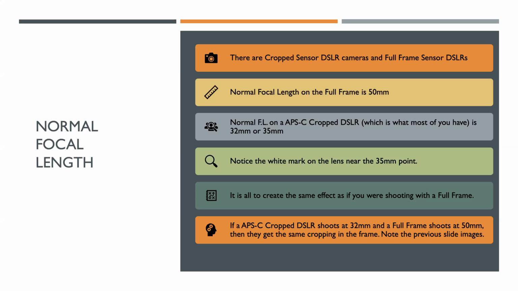But the main thing for us to remember is that normal focal length on a full frame is 50. Normal focal length on a cropped DSLR is 32, or I would also accept 35, because most of the time on your lenses, that little white mark is at the 35 millimeter mark. It is all to create the same effect as if you were shooting with the full frame.